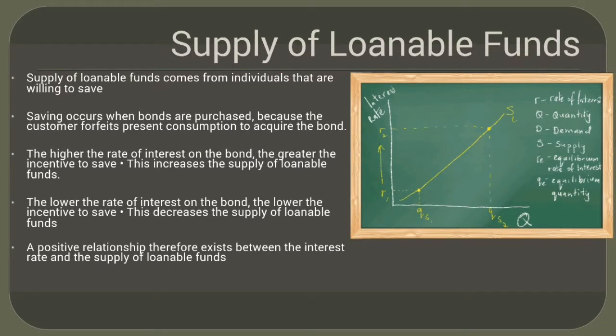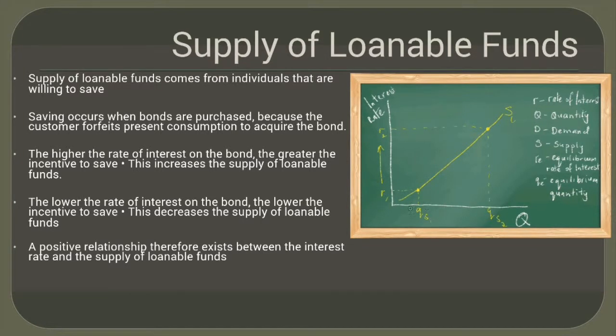As the rate of interest moves from R1, where the quantity supplied will be a low amount, QS1, up to R2, what we see is that the willingness to save increases, and therefore this increases the supply from QS1 to QS2 in loanable funds. And therefore it intersects at this point, and when we draw the line, we have an upward sloping supply curve for loanable funds, an upward sloping from left to right supply curve for loanable funds.